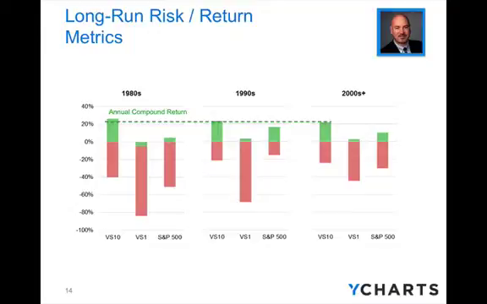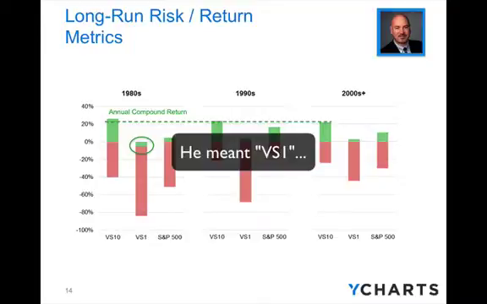It's generating over 20% compound return in each of these decades. It doesn't change much at all from one decade to the other. That stability is a very good sign. Now, on the flip side, we notice that this VS10 annualized return in the 80s was actually negative.